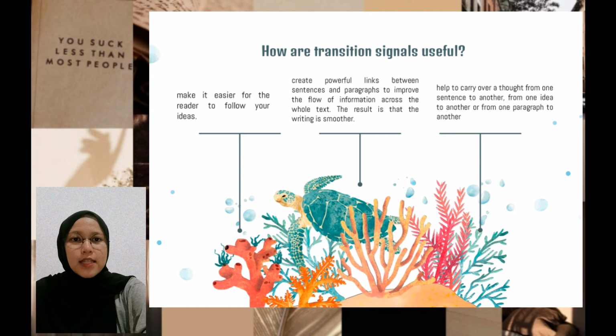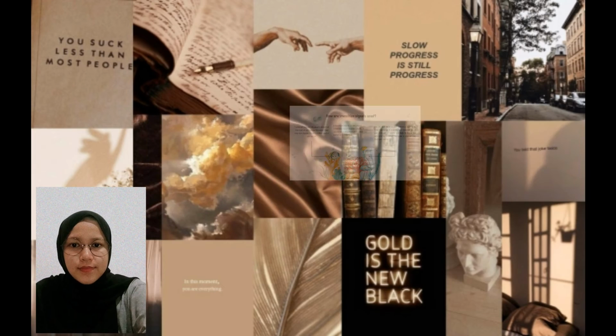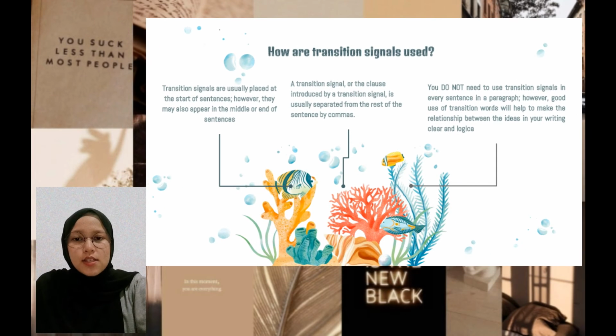The first, make it easier for the reader to follow your ideas. The second, create powerful links between sentence and paragraph to improve the flow of information across the whole text. The result is that the writing is smoother. The third, help to carry over a thought from one sentence to another, from one idea to another, or from one paragraph to another. And then, how are transition signals used?